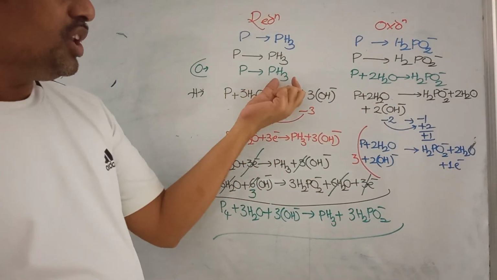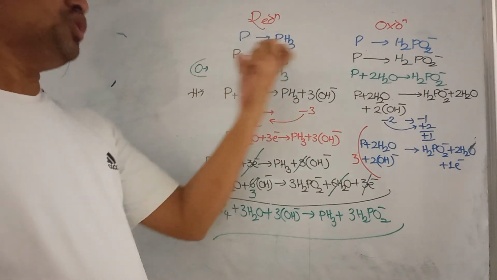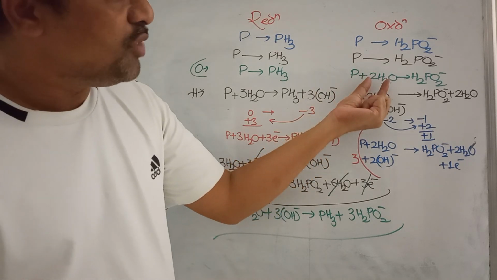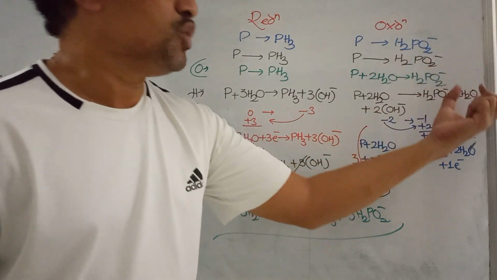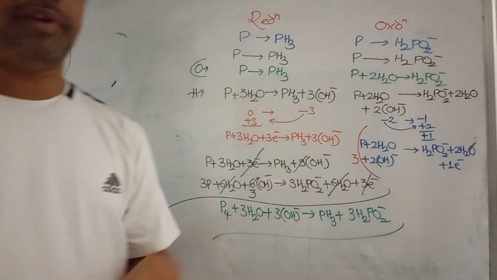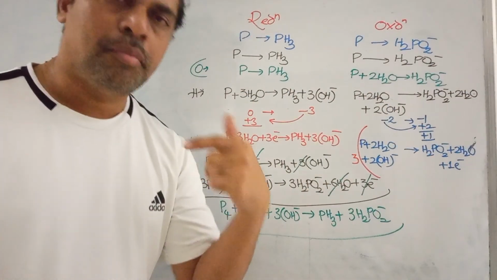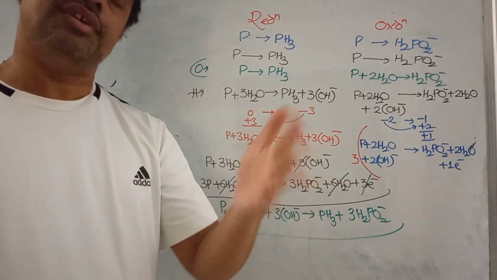Check carefully. 3 hydrogens are there. So 3 H2O, 3 OH minus. This side 4 hydrogens, this side 2 hydrogens. So we are in need of 2 hydrogens. So we added here 2 H2O, immediately 2 OH minus. Don't confuse. Practice. If you have any doubts, message me.